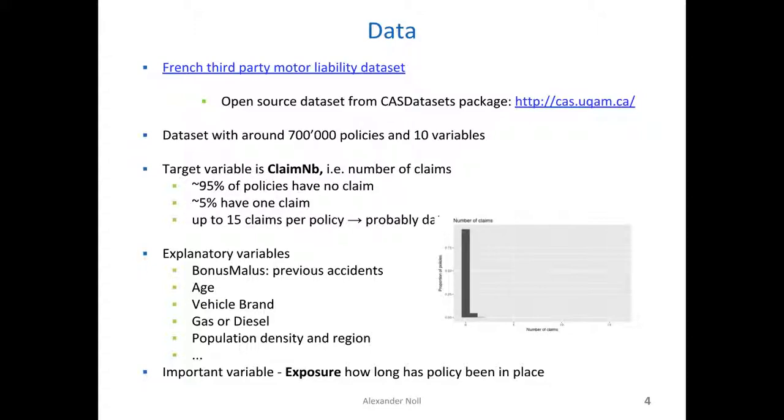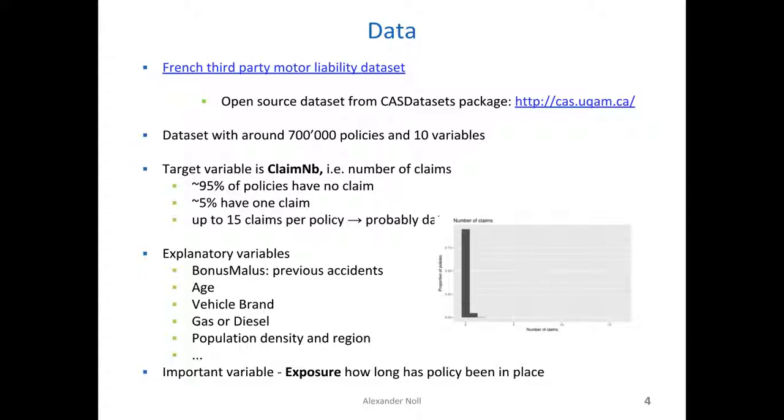The dataset is available, it's an open source dataset, and it's available from the CAS datasets package, which is available on the website listed here. And if you ever need datasets for insurance, then it's always worthwhile to look into this package. It comes from the computational actuarial science with R. The dataset at hand has around 700 policies and 10 variables.